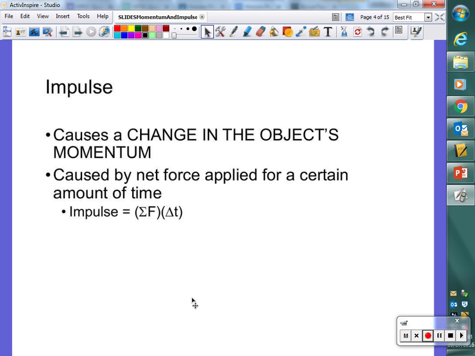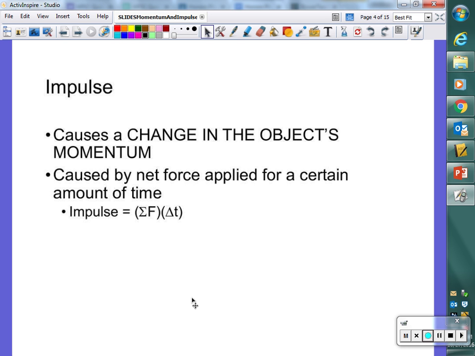All right, so let's take a look at this equation again. Let's name some parts. It's called the impulse momentum equation. Impulse, by definition, causes a change in the object's momentum. And if it's going to change something, it needs a force. Forces cause things to change.